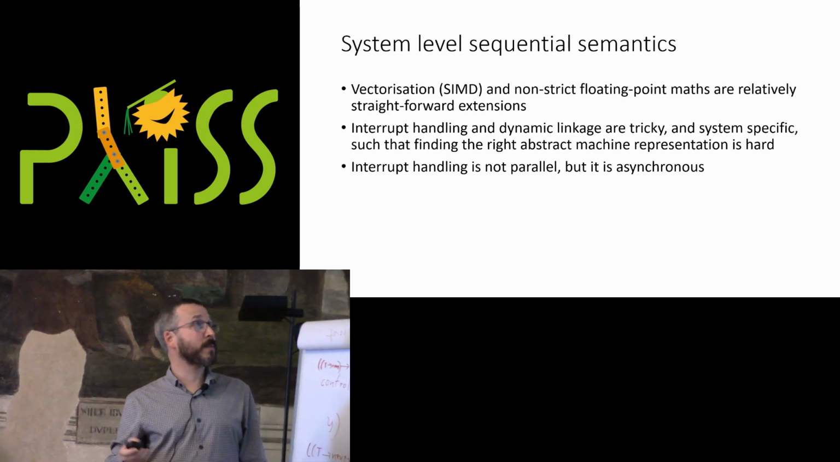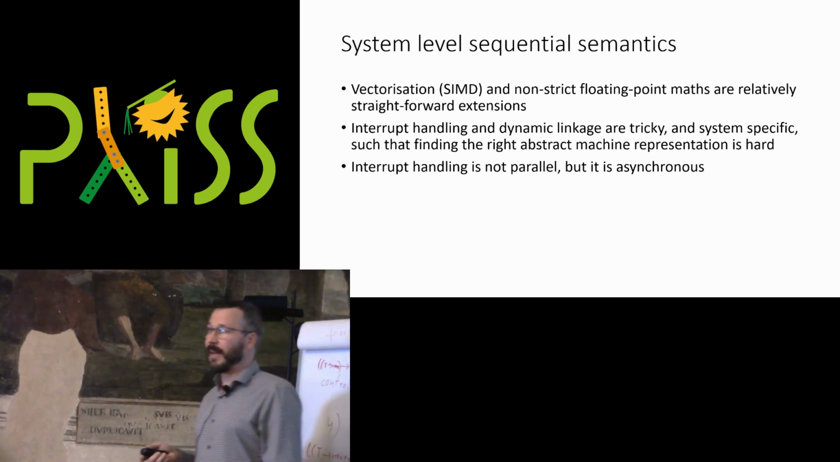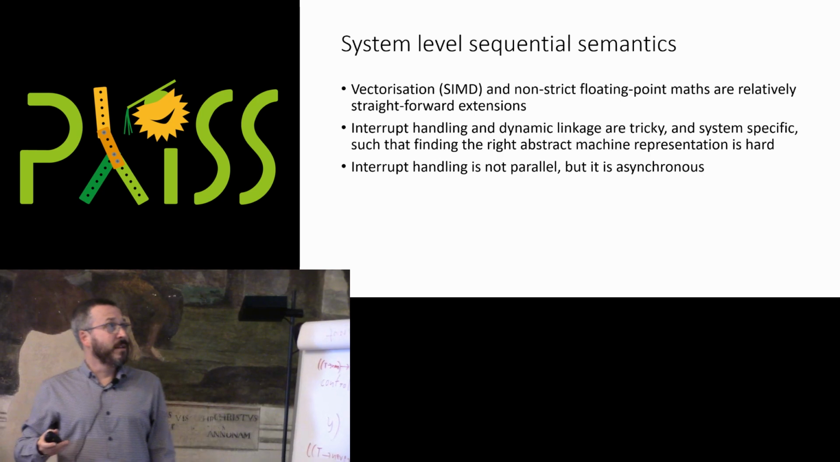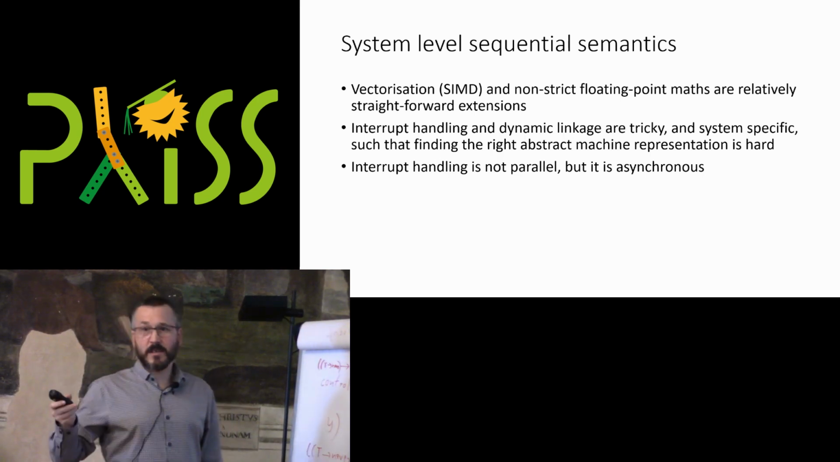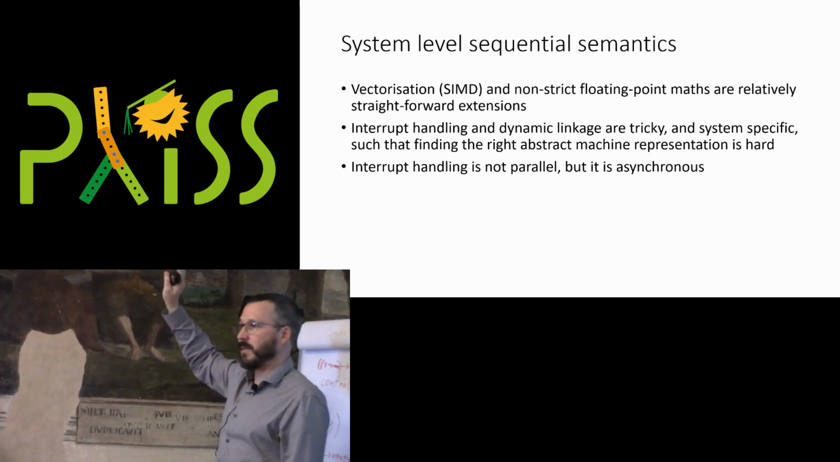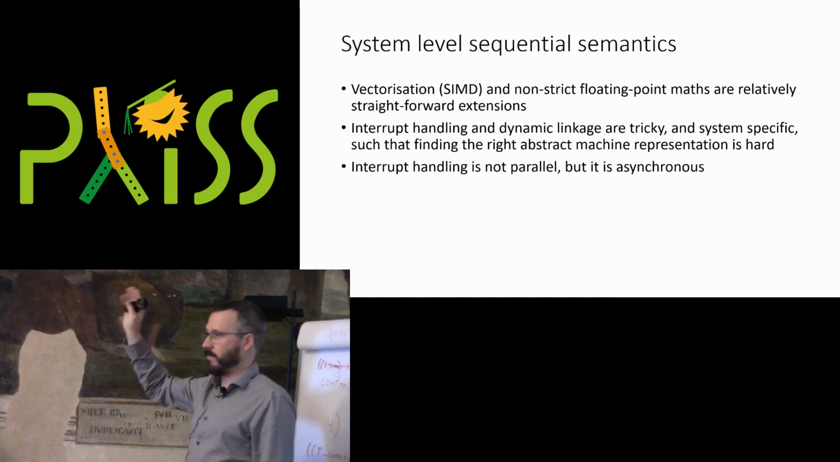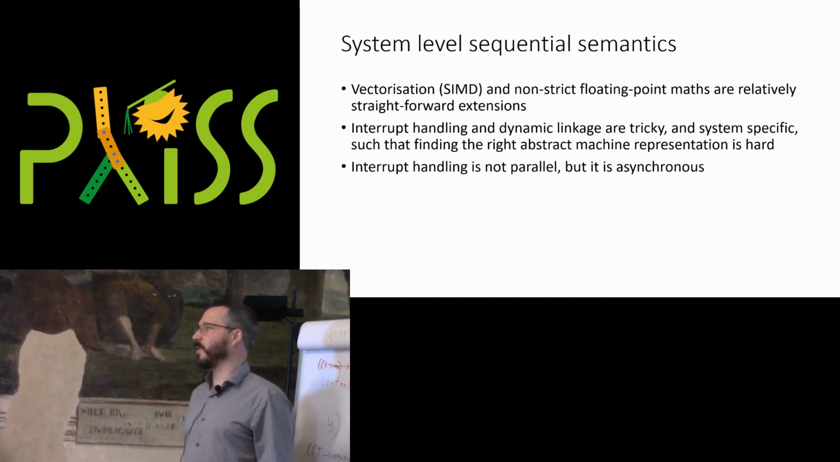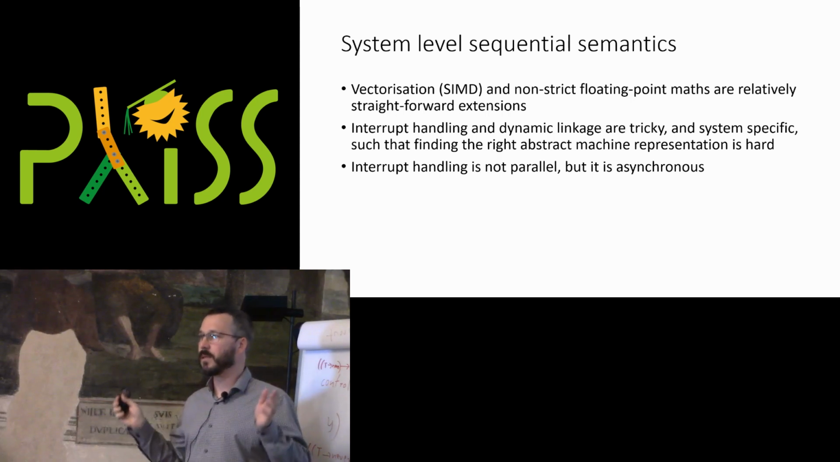System level sequential semantics, you start getting into some hairy stuff. So SIMD instructions, roughly speaking, vectorizations. Everyone's comfortable with SIMD, single instruction, multiple data? Okay, good. Basically, I have, roughly speaking, a vector, and I want to do a math operation over the vector all at once, or a couple of vectors.